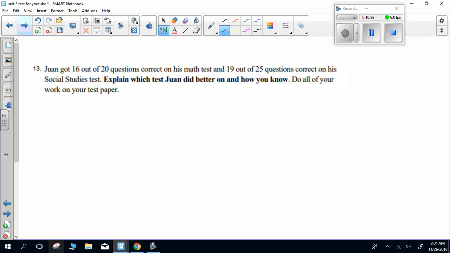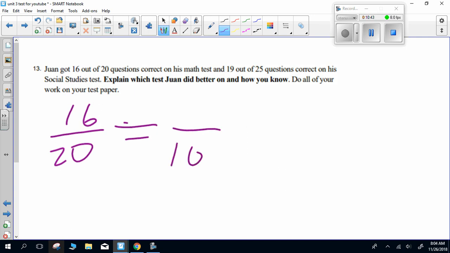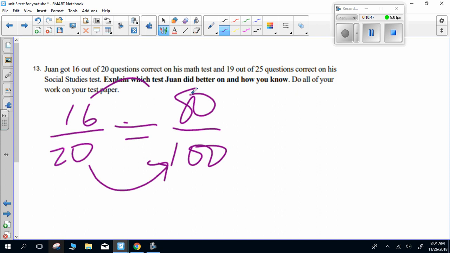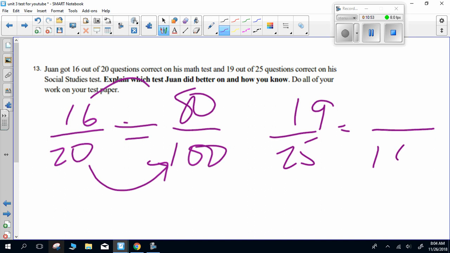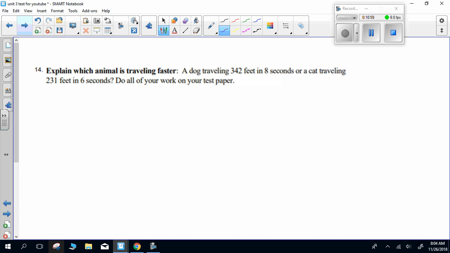She paid less. Juan got 16 out of 20 questions right on his math test. If I compare that to 100, it's times 5 and times 5, so he got 80 out of 100. Then on his social studies test, he got 19 out of 25, which would be 100, so times 4, which is 76. So he did better on his math test.